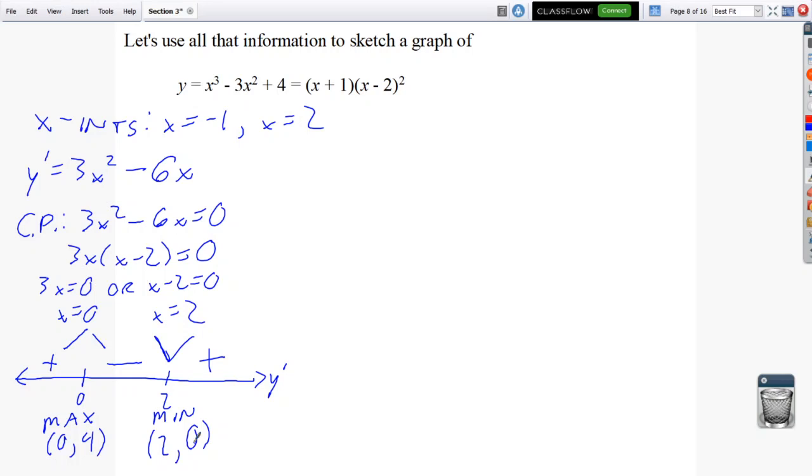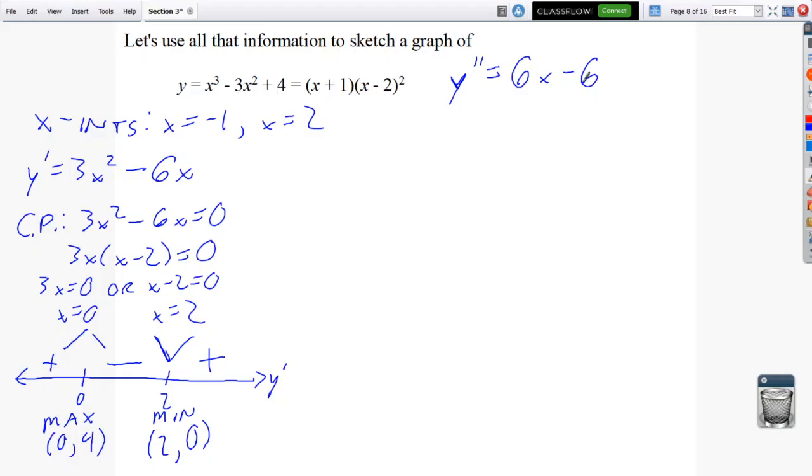All I need to do now is figure out the concavity of this function, and my concavity is going to come from my second derivative. I've got my first derivative laid out right here. My second derivative is going to be 6x minus 6.